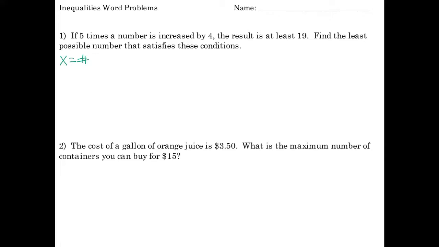So if 5 times a number is increased by 4, how could we write that algebraically? So 5 times a number, I'm thinking 5X. And if we want increased by 4, that's telling me we want to add on 4. Next, it says the result is at least 19. So if you recall from Friday, at least is the greater than or equal to, because we want 19 or more. So at least 19. All right, and you already know how to solve the inequalities, so go ahead and pause the video if you want and do that. If not, I'll write the steps here quickly.